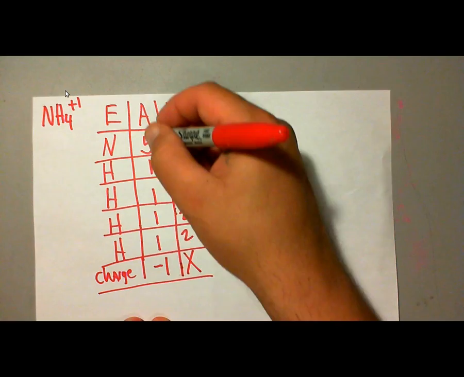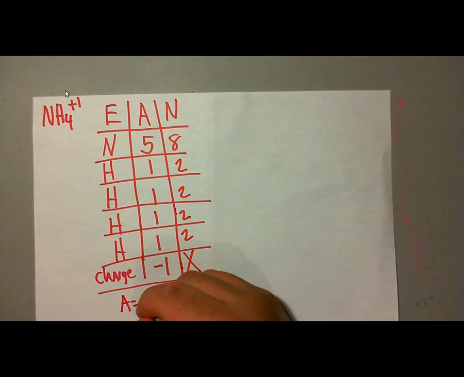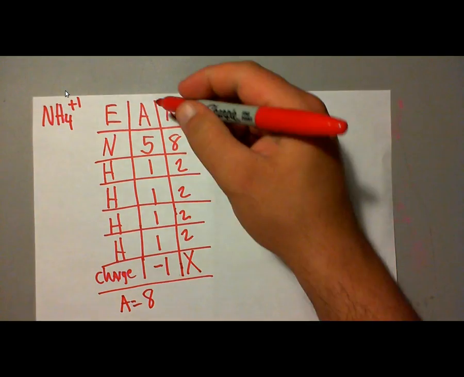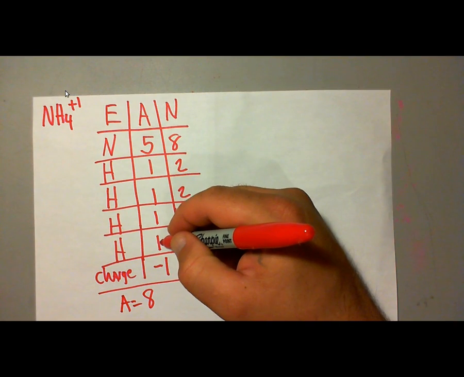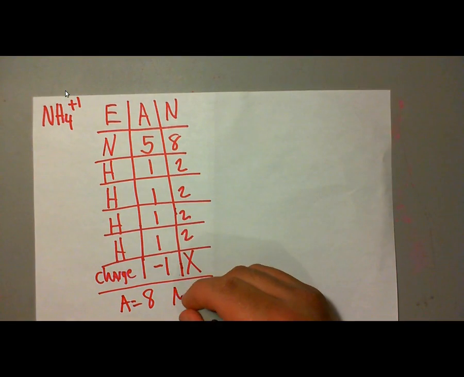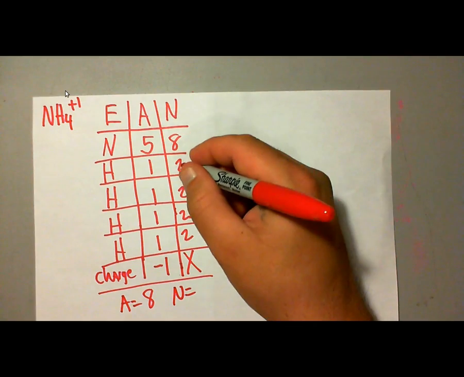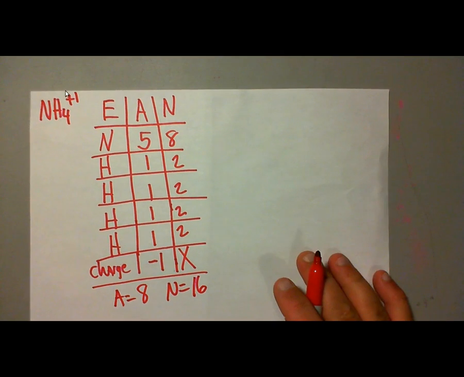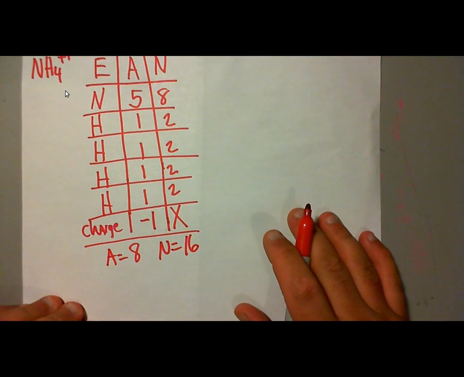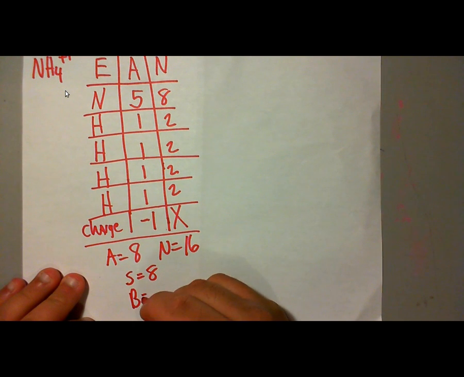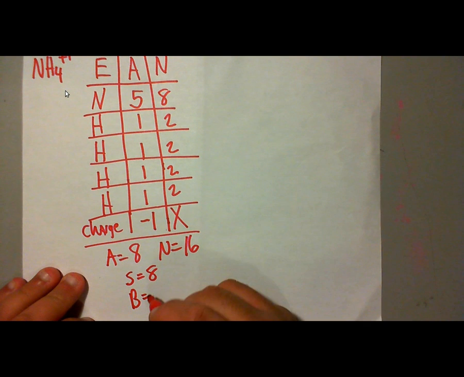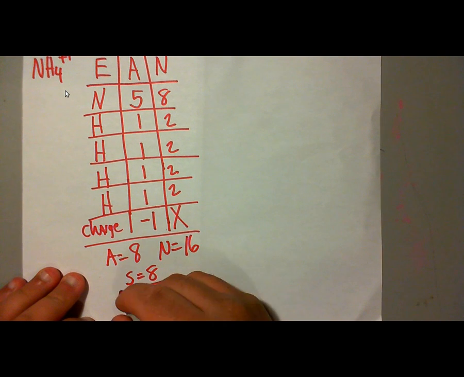Anyway, we add this up. We'll get available equals 8 because 5 plus 1 plus 1 plus 1 plus 1 is 9. Minus 1 is 8. Now, the need amount, 2, 4, 6, 8 plus 8 is 16. Okay, to get the number of shared, you subtract these 2, so the shared amount, 16 minus 8 is 8. Number of bonds, half of 8 is, guess what? You're correct, half of 8 is 4.